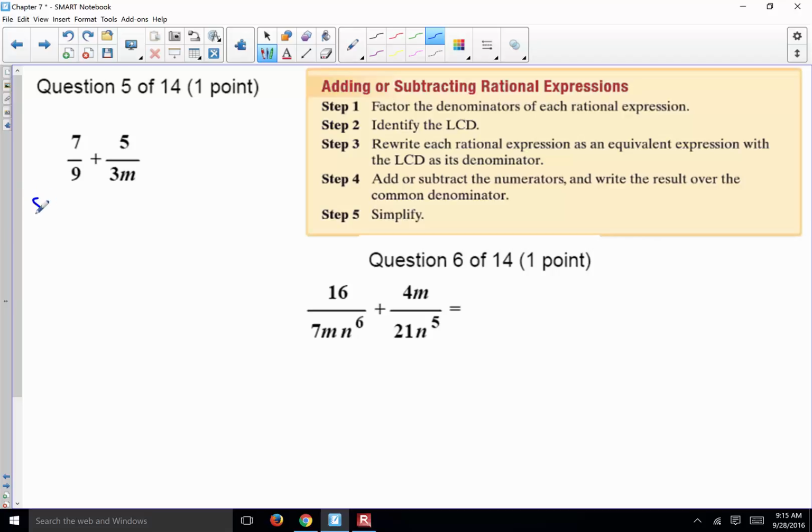Step 1. Factor both those denominators. Factor 9. Can you break 9? 3 and 3. How about 3m? Both pieces are already simple. So it is 3 and m. Okay?